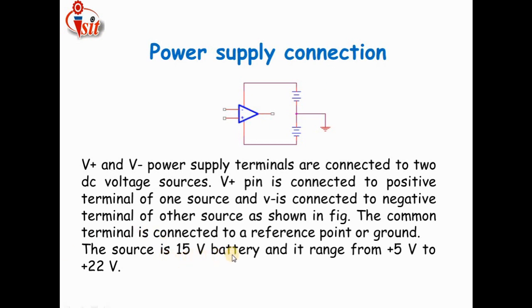The source is a 15 volt battery and it ranges from plus 5 volt to plus 20 volt. That means the battery sometimes we are going to use in a variable range, and that variable range capacity, the variation range of that battery, is plus 5 volt to plus 20 volt, or 22 volt. The standard power supply value related to that battery is 15 volt. It is a standard, but in terms of range, the range capacity we consider is plus 5 volt to plus 22 volt.